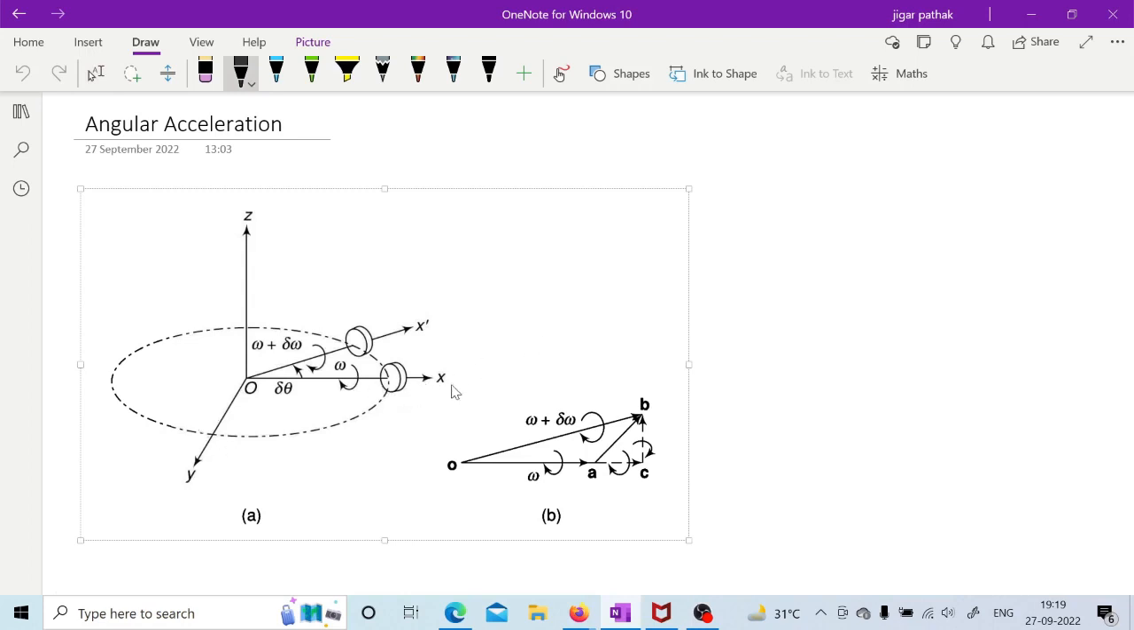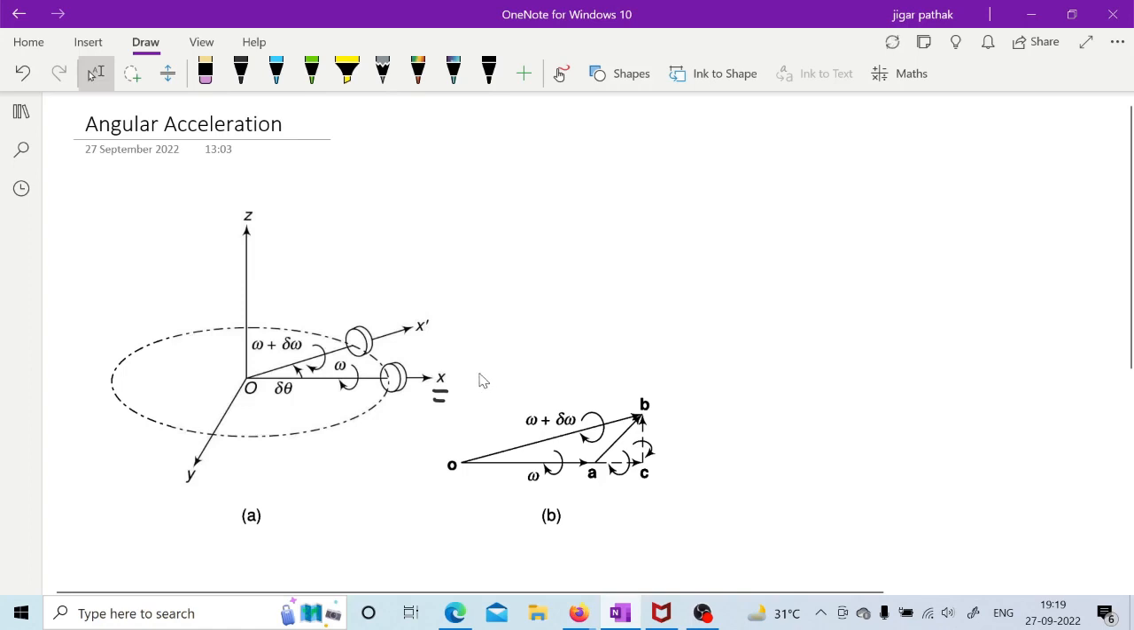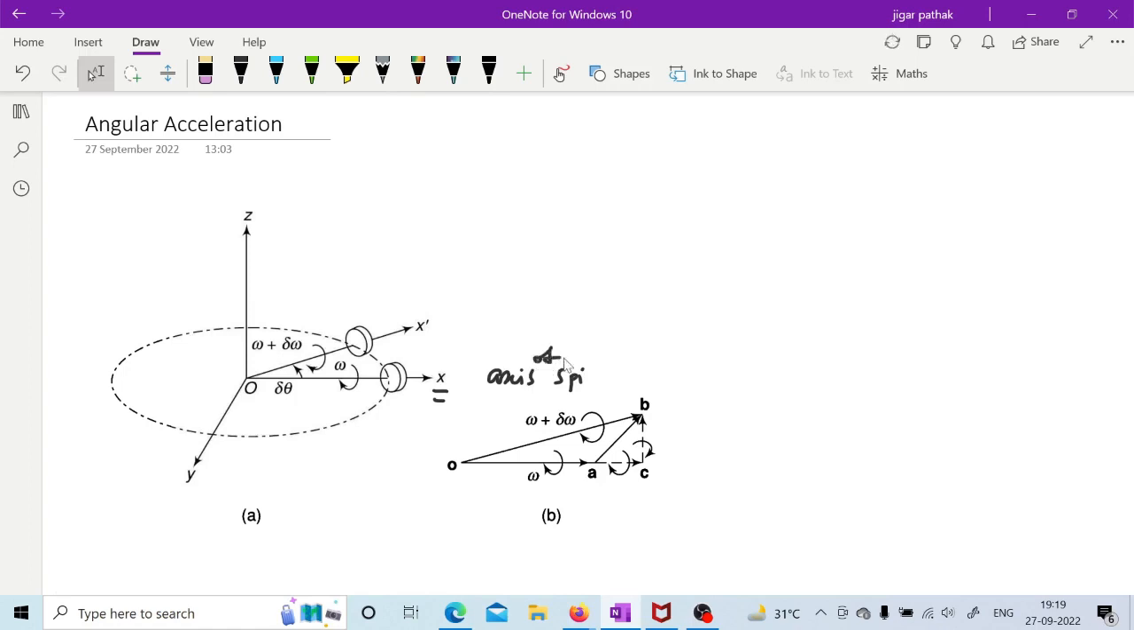So this is basically, x is, can anyone say what is the x axis? Anyone can unmute and say? Axis of spin. Axis of spin. Okay, good. Similarly, what is this z axis? Axis of precession. Axis of precession. Okay.